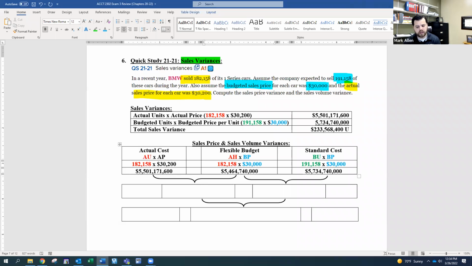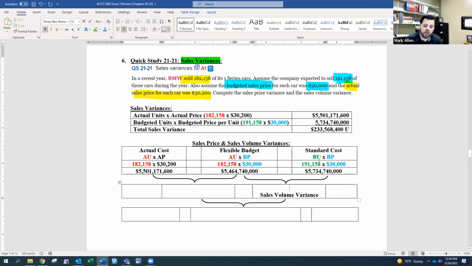But here's the trick, and here's what I strongly recommend that you do. It is much easier, just much quicker even, to compare at this level than it is at this level when you're trying to determine favorable or unfavorable. So notice what's staying the same. In this case, our price is staying the same. Oops. This will, of course, be actual units. Our price is staying the same, but our units are changing. So this will be our sales volume variance.